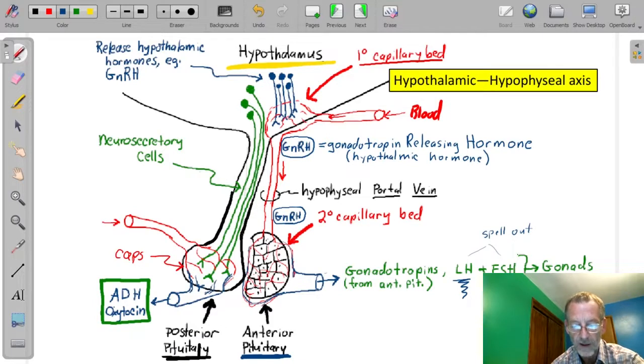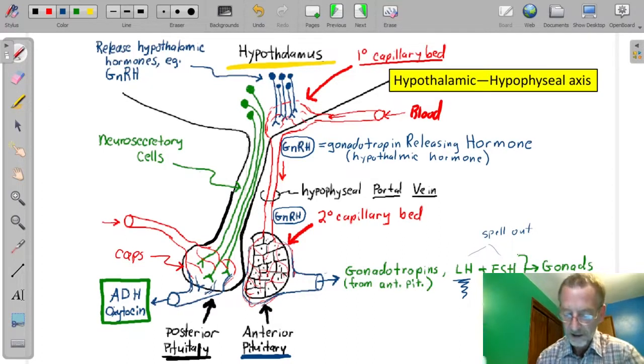The thing to keep in mind are the hypothalamic hormones, which is GnRH. That is not a gonadotropin. It's a hormone that causes the release of the gonadotropin. So it's a hypothalamic hormone that's regulating the anterior pituitary. The anterior pituitary releases the actual gonadotropins, LH and FSH.